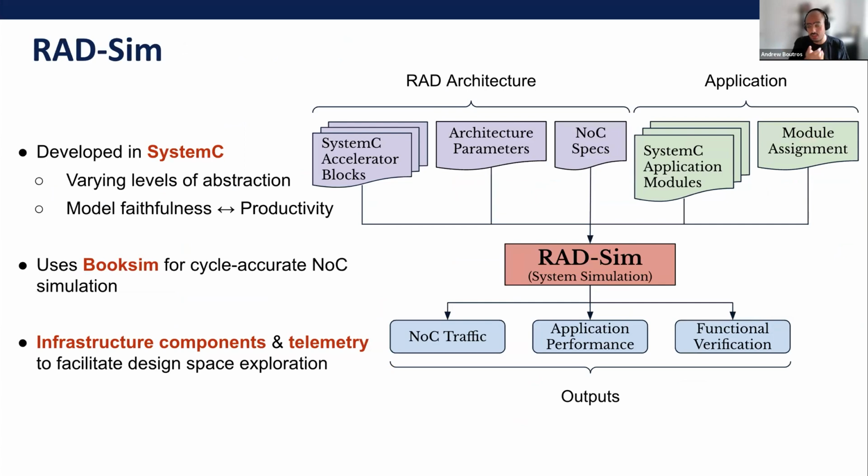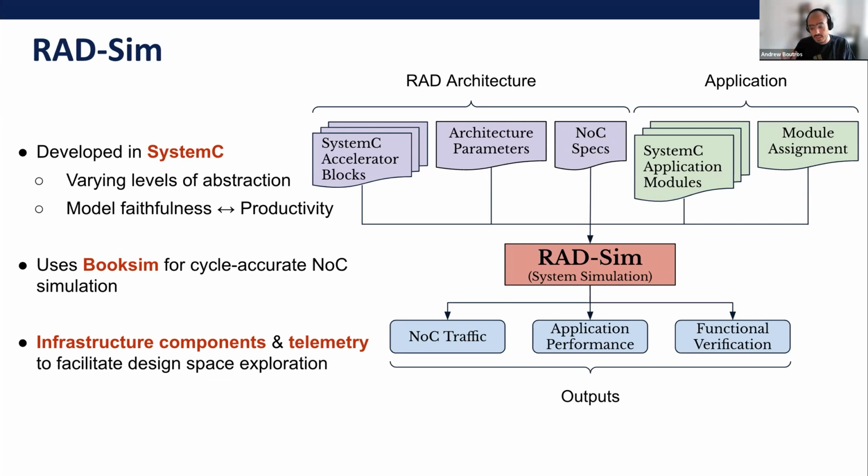So RAD-Sim is developed in SystemC, and the reason why we chose SystemC is that it gives you varying levels of abstraction. So you can define your application in a close to RTL level description, or you can describe it as just a behavioral functionality coupled with some latency or performance metrics. And this basically trades off the faithfulness of your model with the productivity of how fast you want to do the architecture exploration. And then under the hood, RAD-Sim makes use of a very famous NoC simulator called BookSim to simulate all the transactions going over the NoC, but we extend BookSim beyond the vanilla one to also have bookkeeping for functionality. So we actually transfer the data over the NoC. We don't just care about performance.